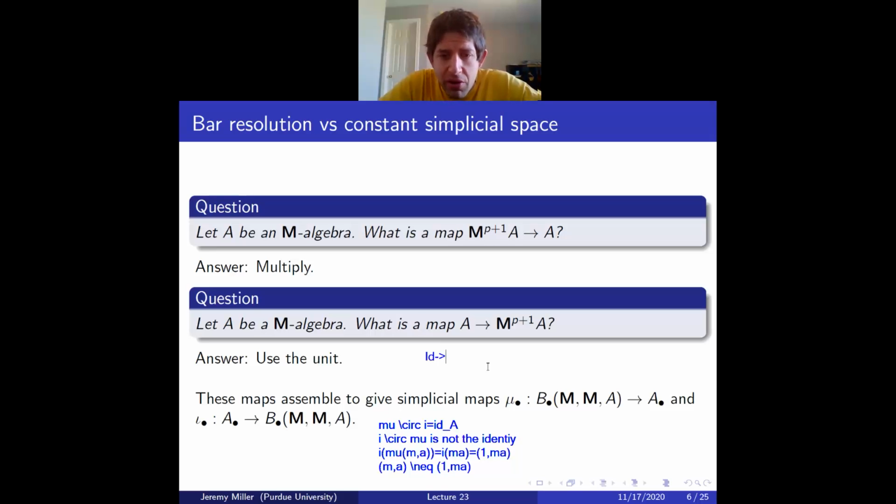The unit is a natural transformation from the identity to M. And that means on any object, you get a map like this. So this doesn't use that A is an algebra, but this in particular gives us a map A to MA. And then you can just iterate this.